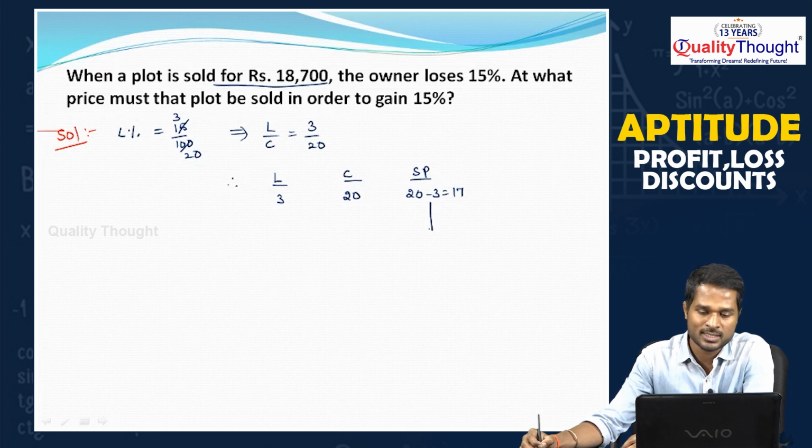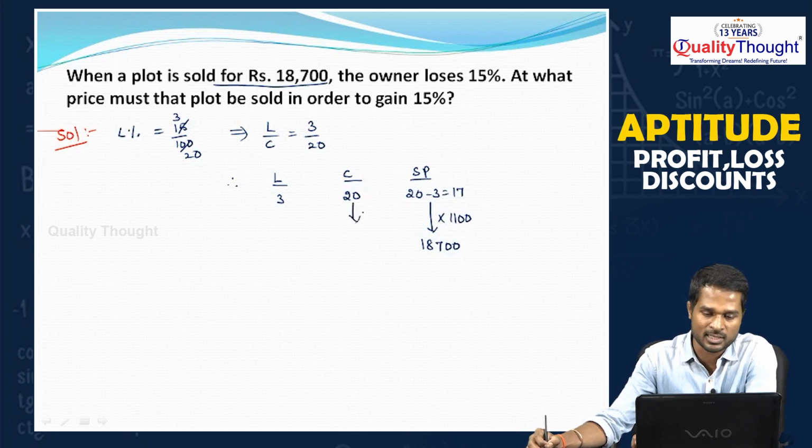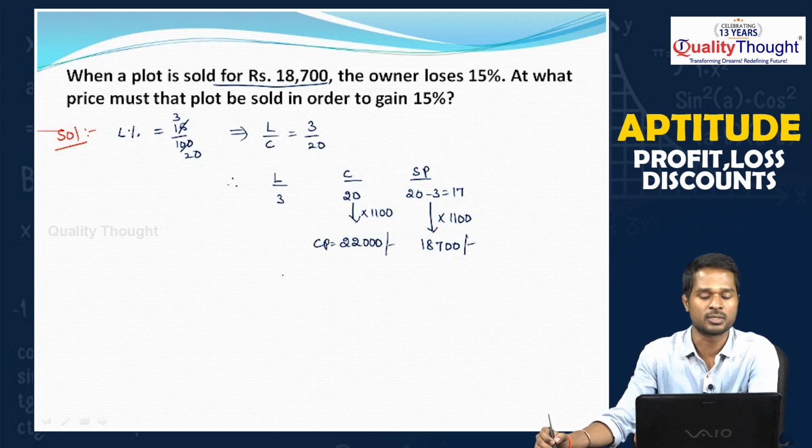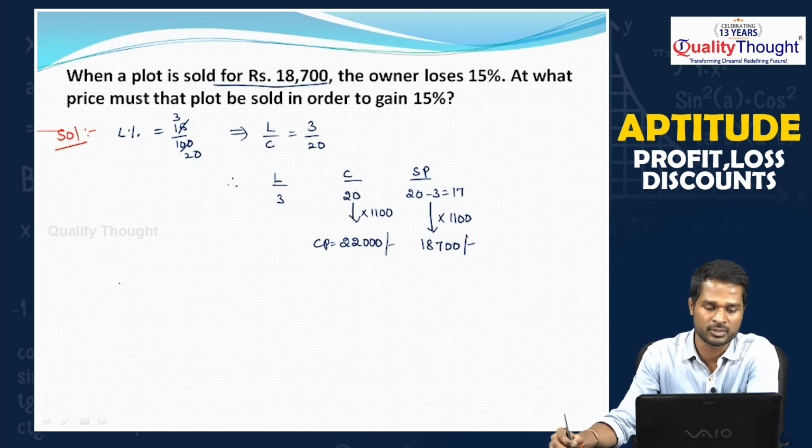Now, see, the selling price has become 18,700, means this 17 is being multiplied with 1100 to get 18,700. So, this is the selling price. So, to get the cost price also multiply this 20 with 1100, which is 11 2s are 22 and 3 zeros. So, this is the cost price. So, the cost price is 22,000. Now, on this 22,000 I need to get a profit of 15 percentage. So, at what price it should be sold to get a profit of 15 percentage.